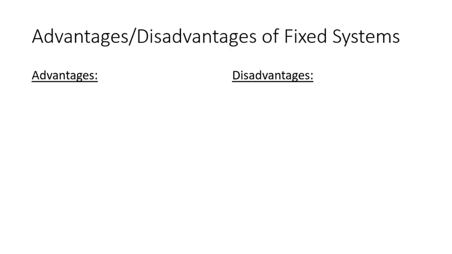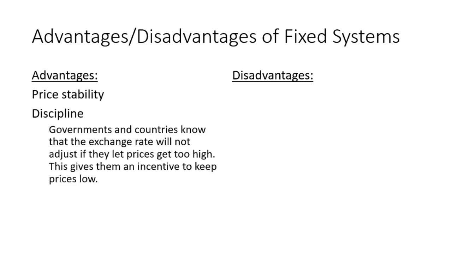So what's going to be really important is to understand the advantages and disadvantages of the different exchange rate systems. The advantages and disadvantages of fixed systems. The advantages are principally price stability. If you have a fixed exchange rate system, as they do in Saudi Arabia, the price of your imports is going to remain stable. So your citizens are not going to see big changes in the price of imports based on the currency because the currency never fluctuates. Another advantage is discipline. Governments and countries know that the exchange rate will not adjust if they let prices get too high. This gives them an incentive to keep prices low.